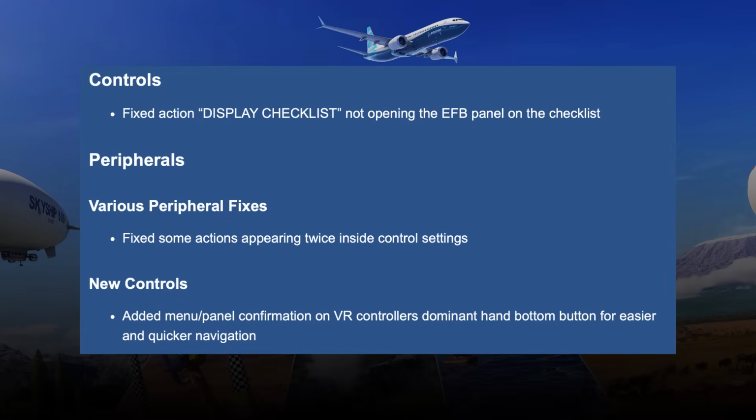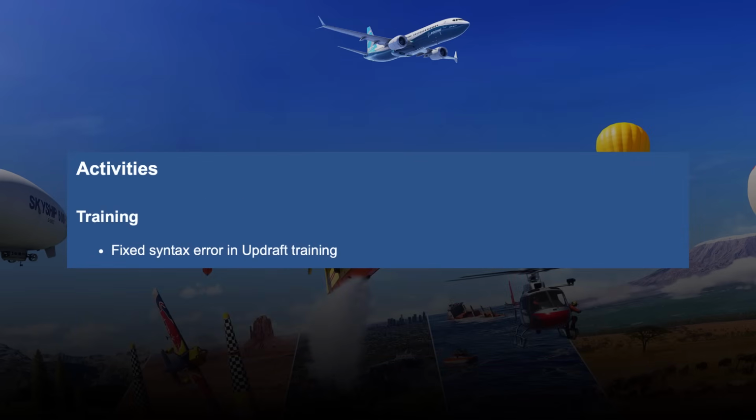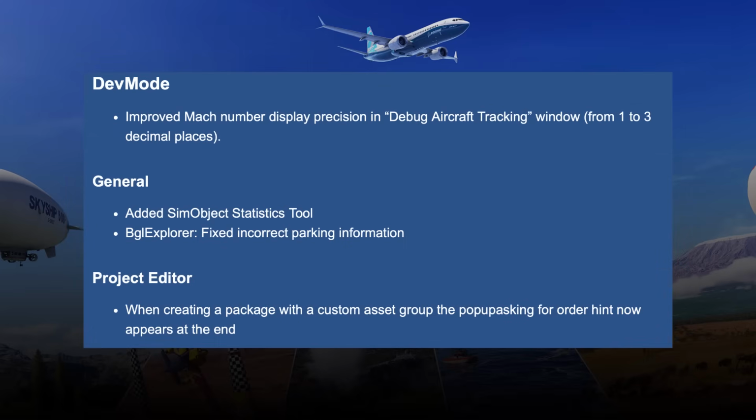Moving over to controls: fixed action display checklist not opening the EFB panel on the checklist. Peripherals: fixed some actions appearing twice inside control settings, and some new controls added, menu panel confirmation on VR controller's dominant hand button, or bottom button, well this is a tongue twister, for easier and quicker navigation. Activities, training: fixed syntax error in updraft training. Dev mode: improved Mach number display precision in the debug aircraft tracking window from 1 to 3 decimal places. General: added sim object statistics tool. And BGL Explorer: fixed incorrect parking information.